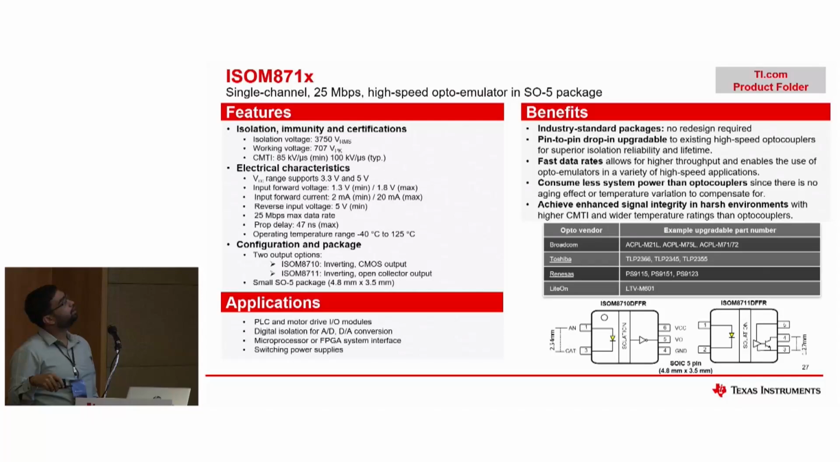Okay, so coming to the three devices that I talked about earlier. The first release in our opto emulator family was back in 2023 with the ISOM87 series, which is nothing but a digital opto emulator. You give one, you get one, and it has a CMOS output and an open collector output. The data rate supported by this is 25 Mbps. You have the VCC. VCC is because this is a 5-pin configuration, and you need a secondary supply to support the high-speed operation here.